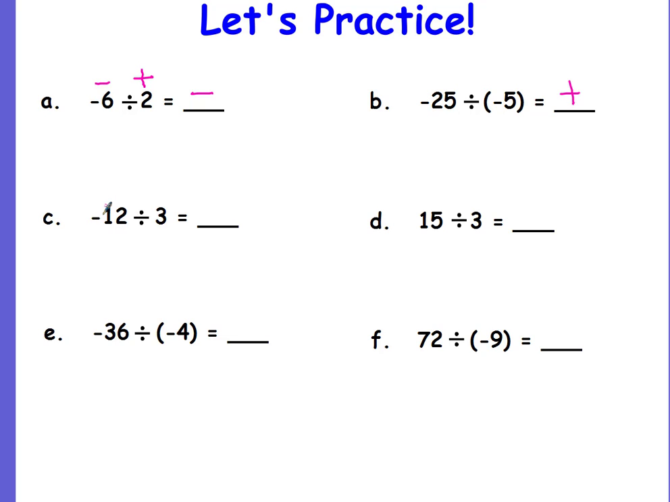For C, we have a negative divided by a positive, different signs will give us a negative answer. Problem D, 15 divided by 3, positive divided by a positive is a positive. For E, a negative divided by a negative, they're the same signs, that will give us a positive answer. And for F, a positive divided by a negative will give us a negative.